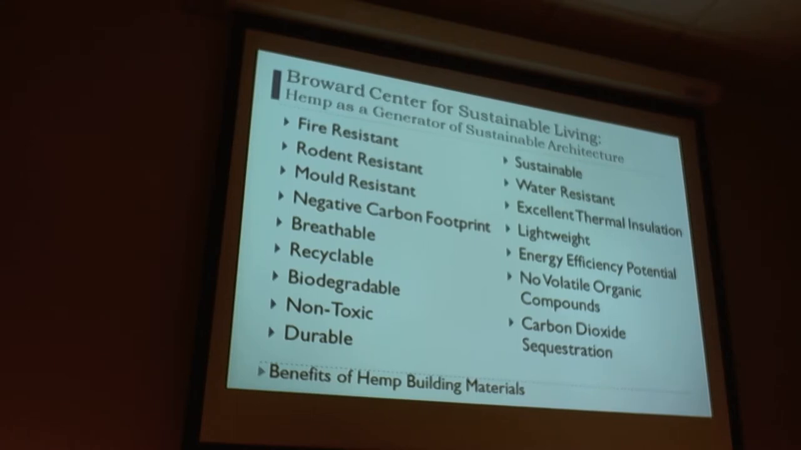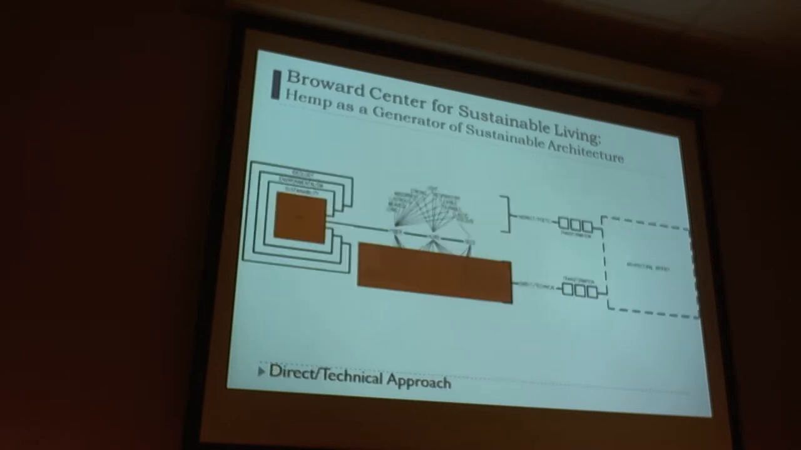It's fire resistant, it has a negative carbon footprint, it's recyclable, biodegradable, durable, has excellent thermal insulation, and there's carbon dioxide sequestration, which means that even within the built structure, it will still continue to take in carbon dioxide and trap it within the system, and release it after biodegradation. So we're going to look at the direct and technical approach of hemp.